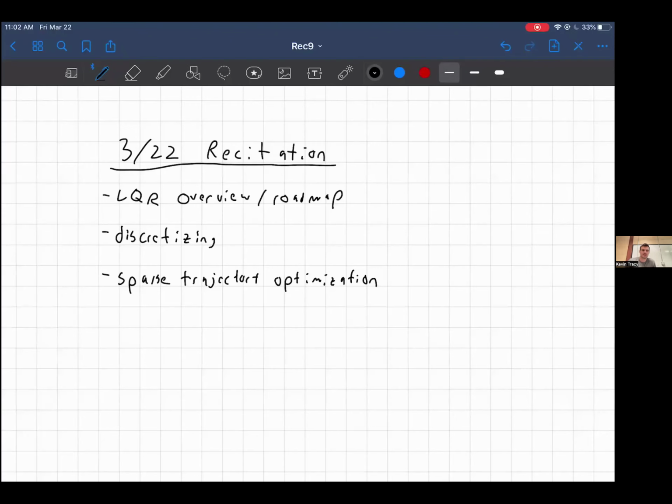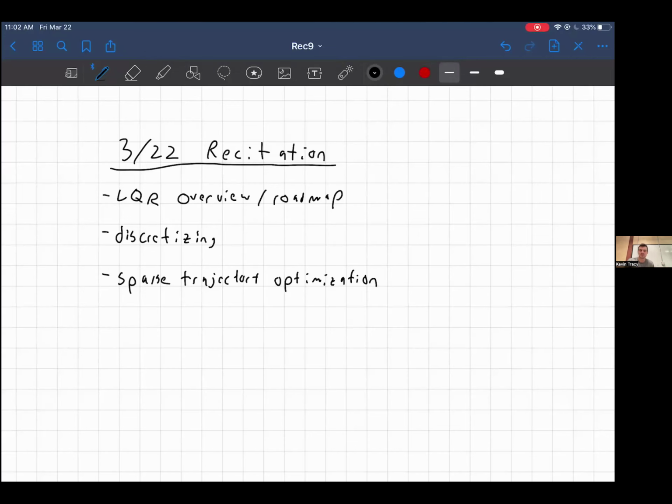All right, so today is the ninth recitation, and today we're going to go over just a general high-level LQR overview roadmap. I know over the semester we've gone through a bunch of different variants of LQR, and it can be a little bit confusing, so we'll just go through when to use which and what they actually do and what the alternatives are if we're given a certain problem. And then we'll do just one quick run through of how we discretize systems.